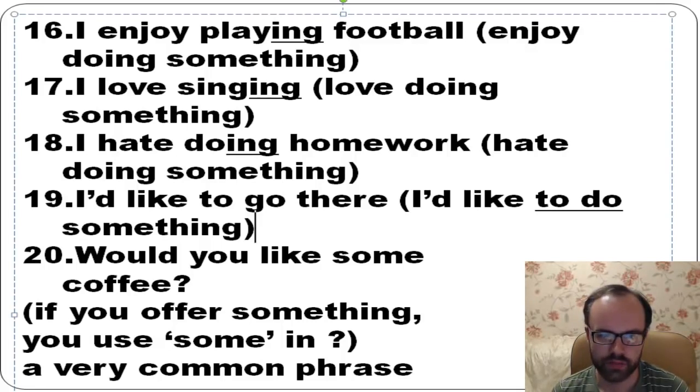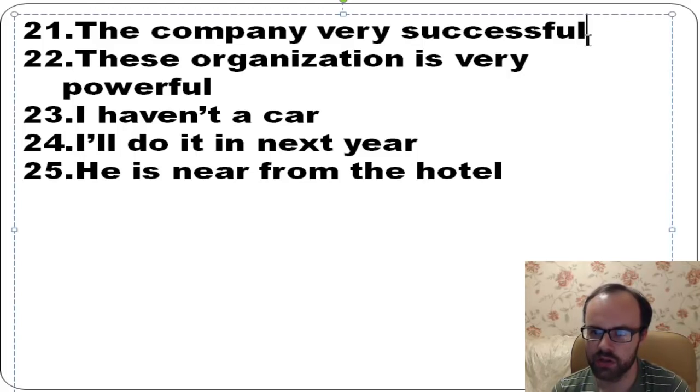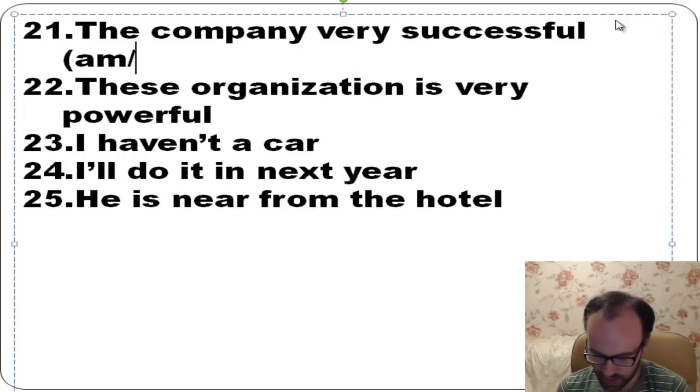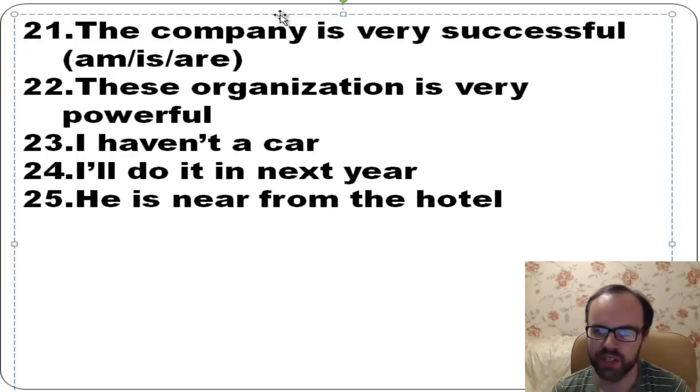Okay, next. The company very successful. So, where is the mistake? So, I hope that you remember our rule that if we don't have a verb, so do you have a verb in the sentence? No, we need to use the form of to be. Am, is, or are. The company means it, he, she, it is. So the company is very successful.